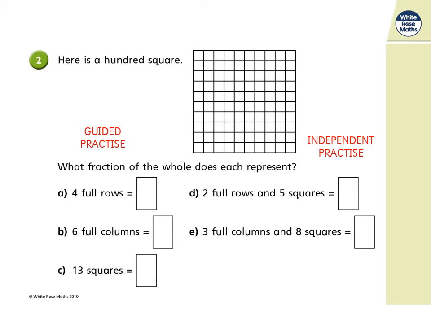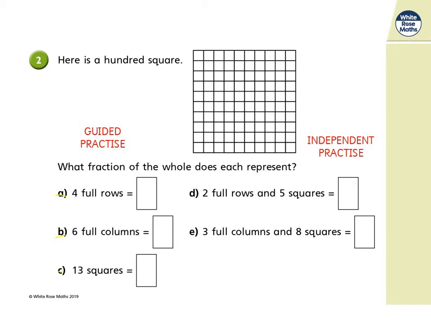So here again we have a 100 square. So this is representing our hundredths. And we know that one row is a tenth and one square is a hundredth. Okay, so we're being asked what fraction of the whole does each represent? And I'm going to show you questions A, B, and C. So let's do question A together, first of all.